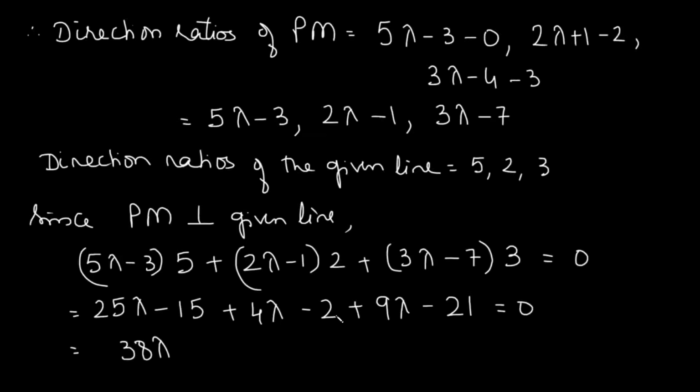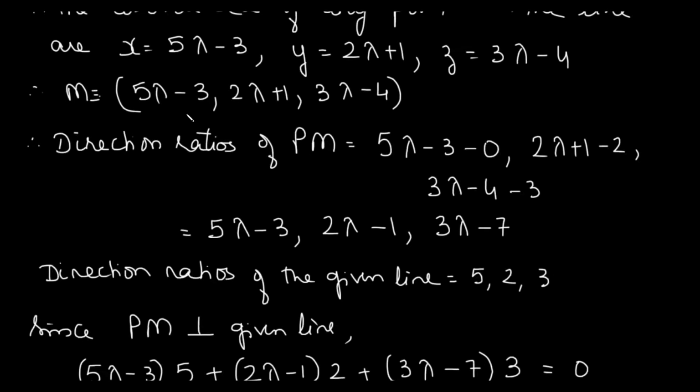Then minus 15 minus 2 is minus 17. And minus 17 minus 21 gives us minus 38, which is 0. And therefore, we get lambda is equal to 1. Now that we got the value of lambda as 1, we put lambda as 1 in the coordinates of M. So thus we get the value for M, which is what we are supposed to find out over here.